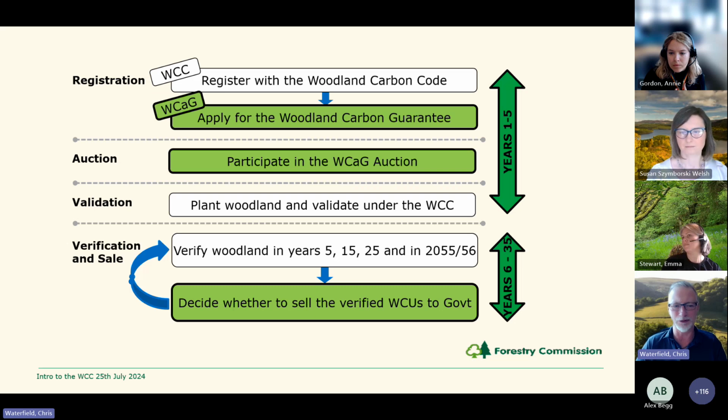You then plant your woodland and validate it under the Woodland Carbon Guarantee just as normal, and verify at years 5, 15, 25 up until 55, 56. And in each of those verification points, you have the opportunity to sell your Woodland Carbon units to the government for the fixed price, which is index linked to inflation, the CPI, which means that your price will go up over time, but only in respect of inflation.